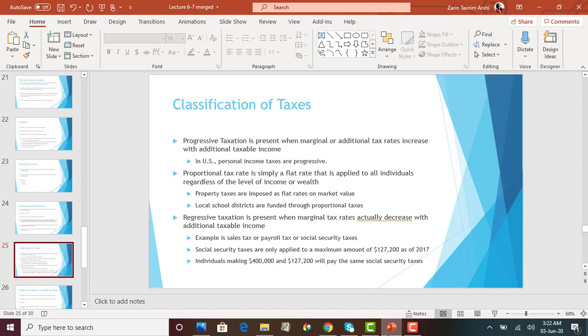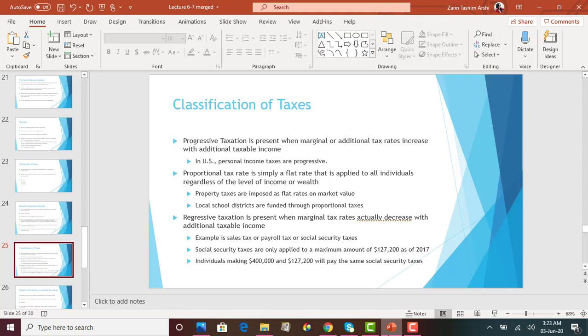The second one is called proportional tax rate. This is basically a flat tax rate that is applied to all individuals regardless of their level of income or wealth. So let's say property tax is an example. 3% of the value of your home. It does not matter how much income you earn or how much your total assets are. It depends on the value of your home. So 3% flat on the value of your home. So that's proportional tax rate, and that is basically a flat rate applied to the value regardless of income and wealth, and property tax is an example.